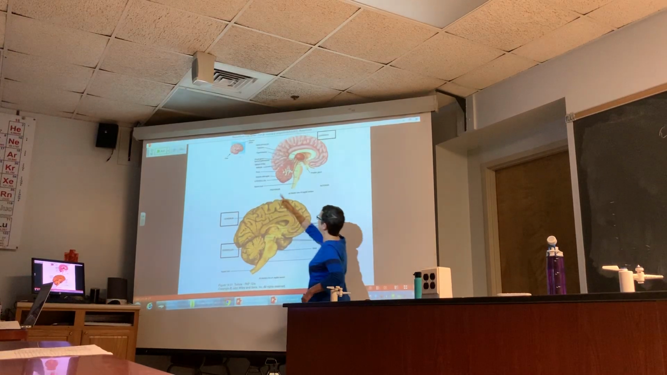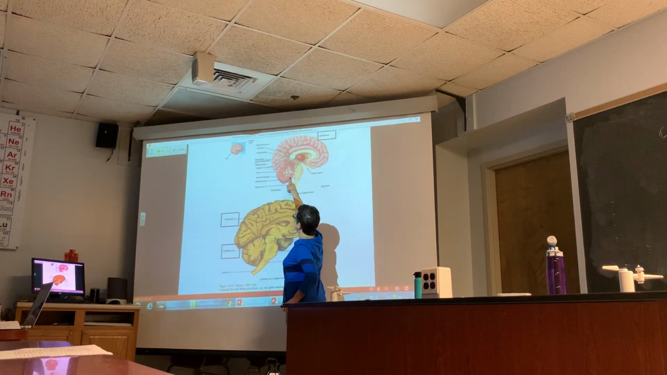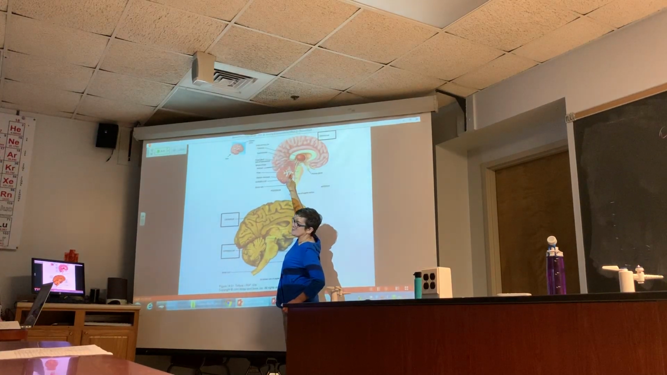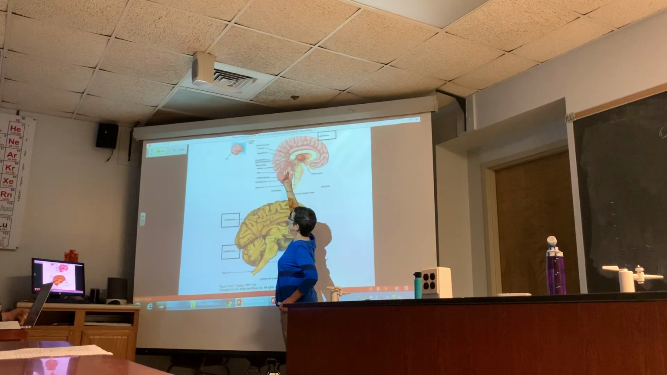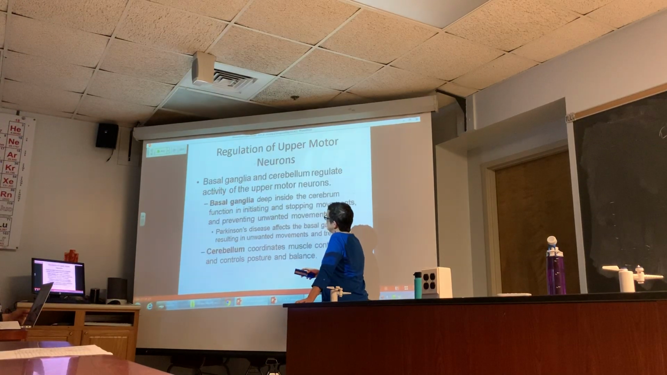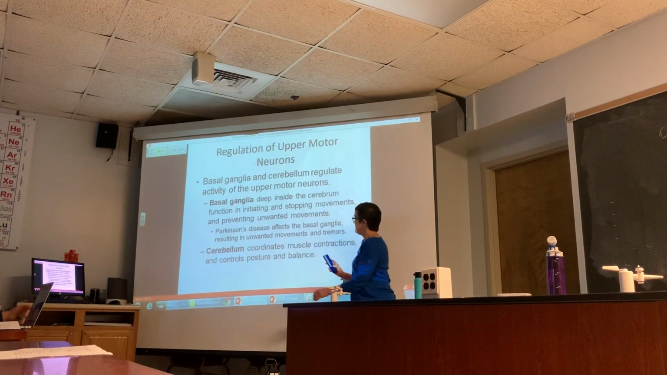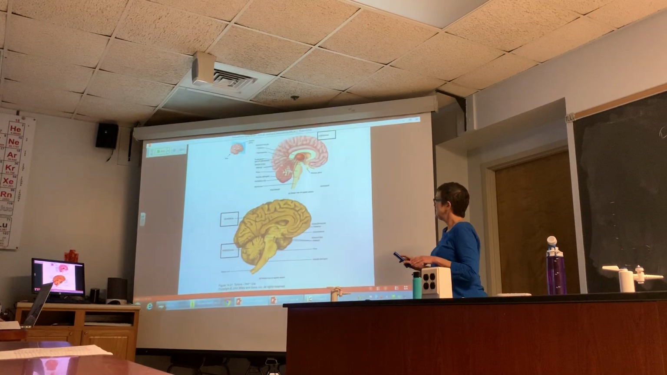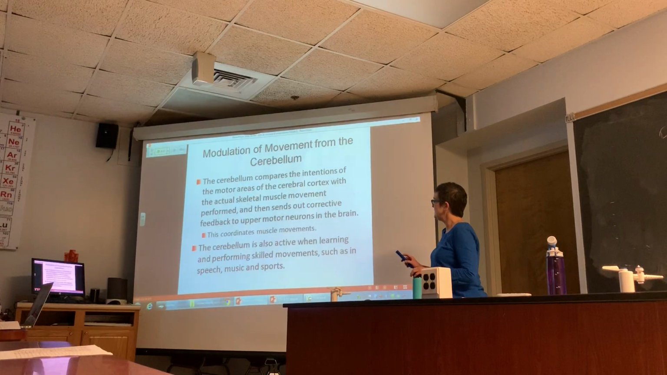The cerebellum also has gray matter on its surface, and it has white matter that looks like a little tree on its side. That's called the arbor vitae. That's the tree of life, because it looks like a tree. And it contains white matter that allows for transmission of impulses between other parts of the brain and the cerebellum. And what the cerebellum does is it coordinates muscle contractions and controls posture and balance. We're going to look at that in a little bit more detail.